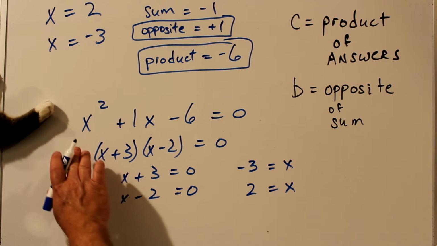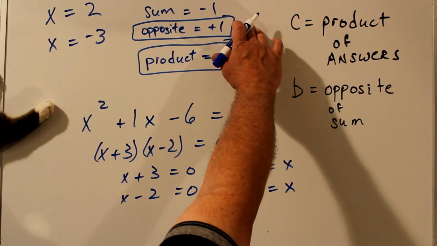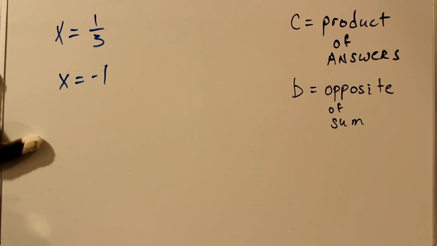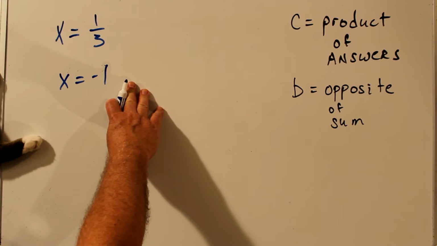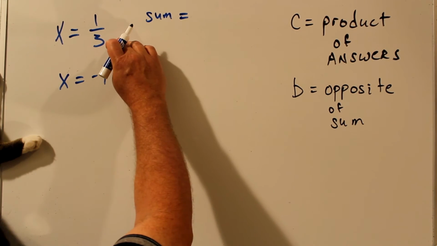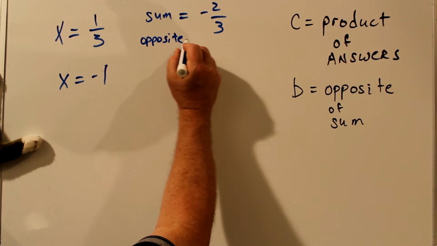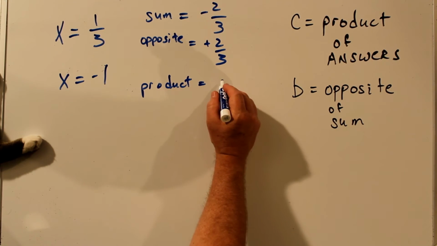So you can see that we've gotten the right quadratic equation simply by finding the opposite of the sum and the product of the two answers. Suppose the answers to our quadratic equation were x equals 1/3 and x equals negative 1. The sum of these two numbers is minus 2/3, and the opposite of the sum is positive 2/3. The product of these two numbers is negative 1/3.